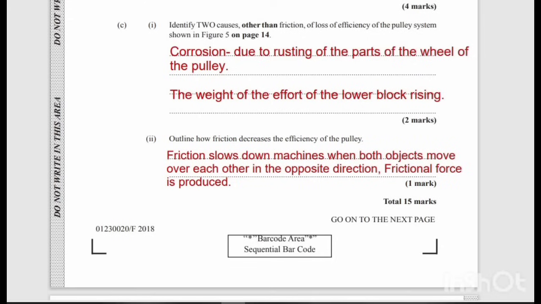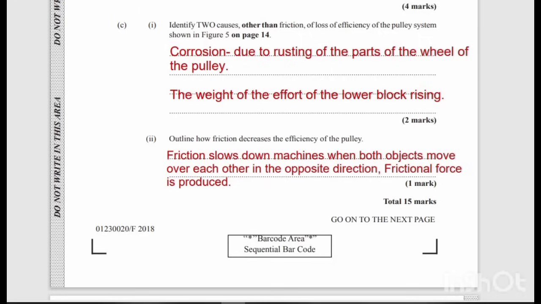All right, identify 2 causes other than friction or loss of efficiency of the pulley system shown in figure 5 on page 14. Corrosion is one of them, which occurs due to rusting of the parts of the wheel of the pulley, and the second one is the weight of the effort of the lower block rising. So corrosion can affect your pulley system, and also the amount of weight that is being applied to the pulley system can affect its efficiency.